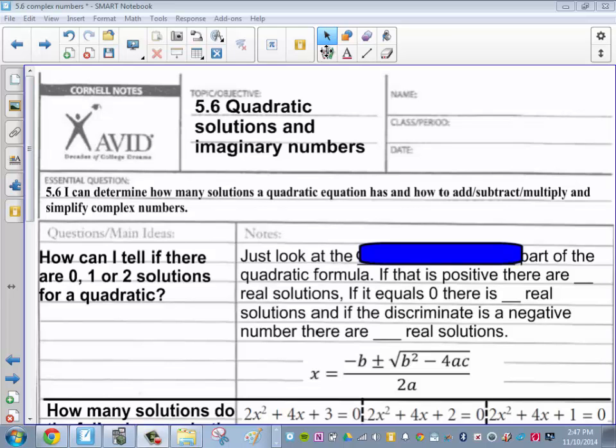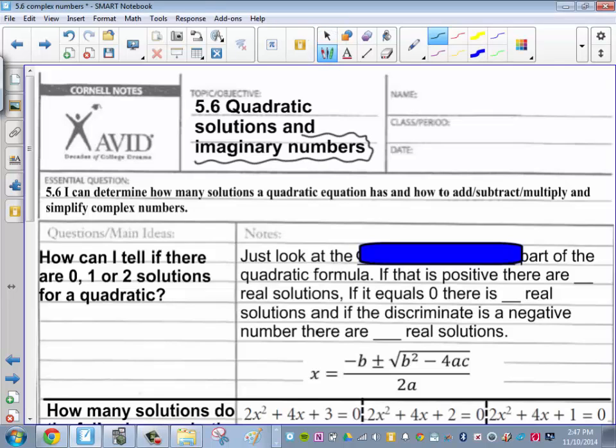In this lesson, we're going to be talking about quadratic solutions. In other words, how many solutions does a quadratic have, and how can you tell how many solutions it would have? And then we're going to start to segue into something called imaginary numbers, which I'm sure you're going to love a ton. So let's start by asking, how can you tell if there are 0, 1, or 2 solutions for a quadratic?